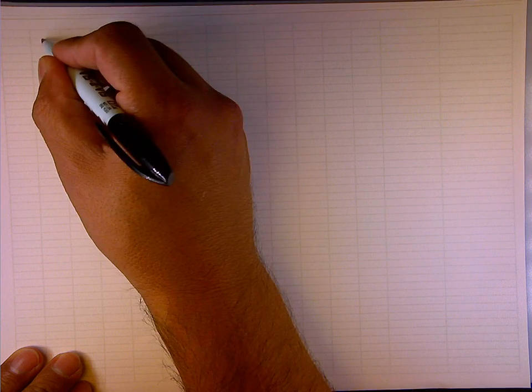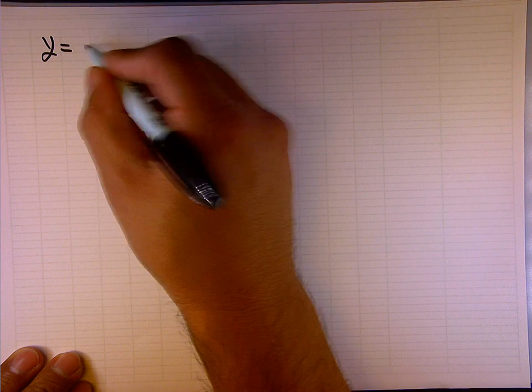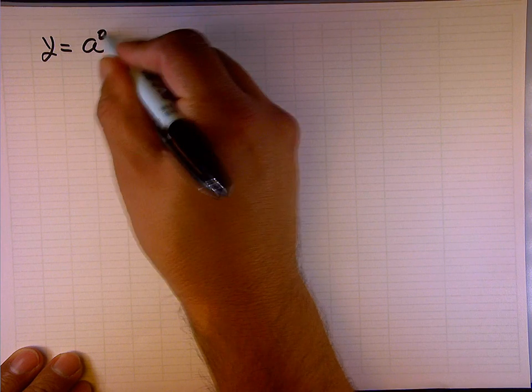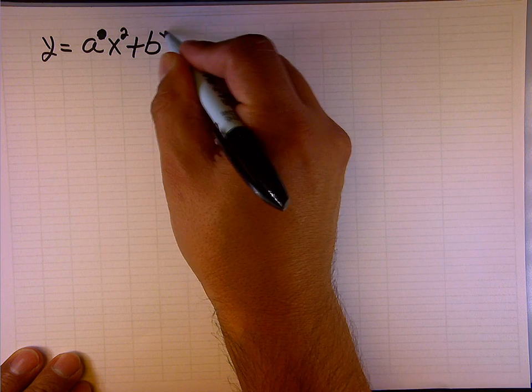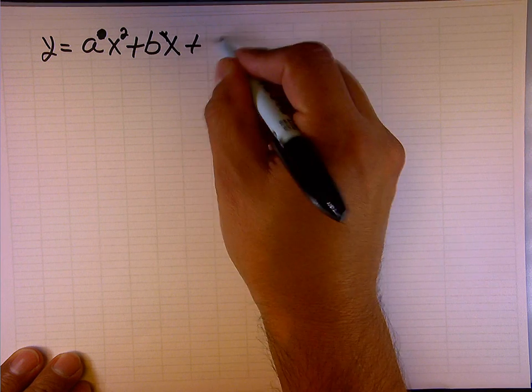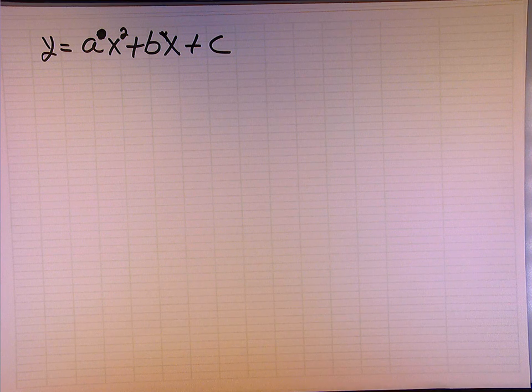So the quadratic formula. Well, let's just look at a parabola. Any parabola can be put in the form y equals ax squared plus bx plus c. This is our standard parabola. Few things you know about a parabola. If a is positive, it opens up. If a is negative, it opens down.